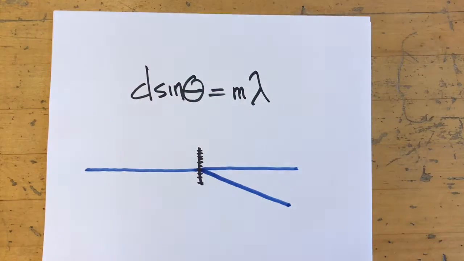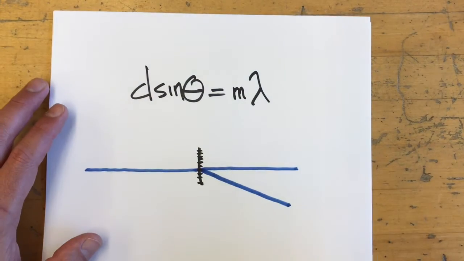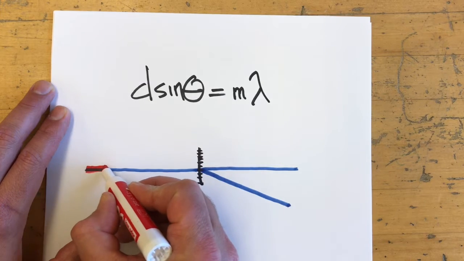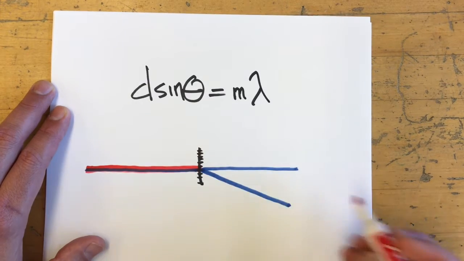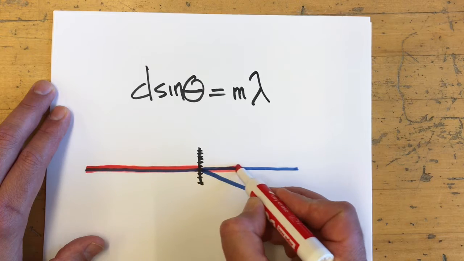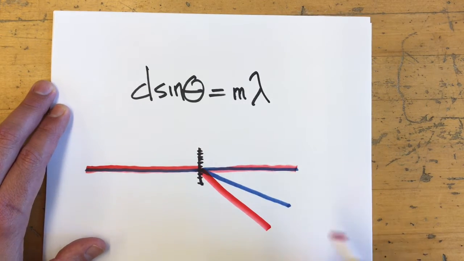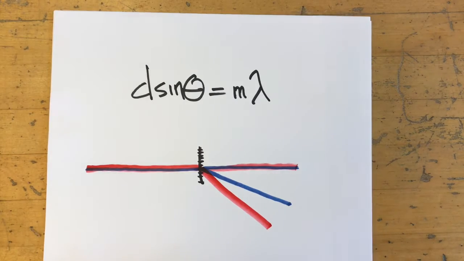So if you have polychromatic light incident on the grating, like this red and blue light, then what will happen is m equals 0 will contain both, and the red will be diffracted at a different angle than the blue beam.